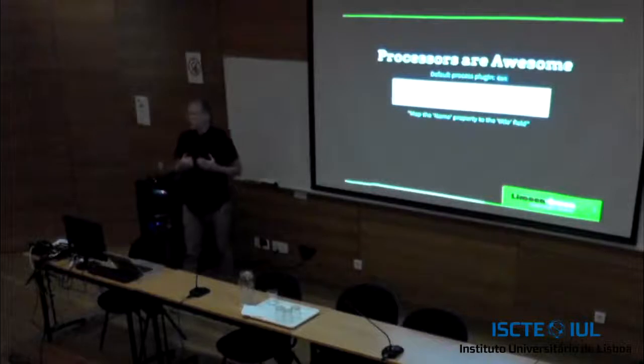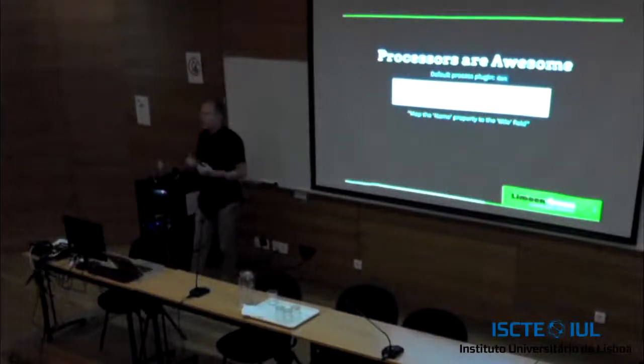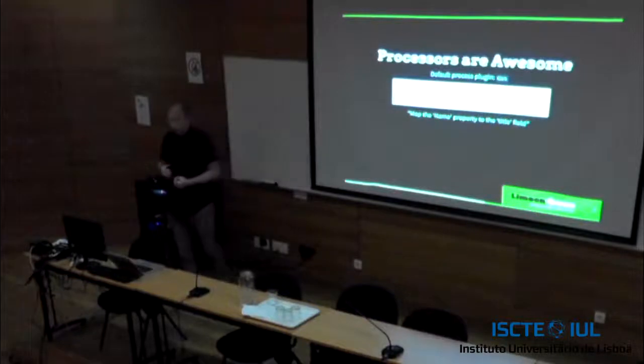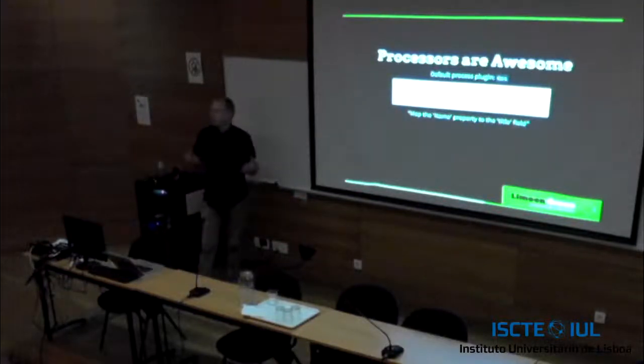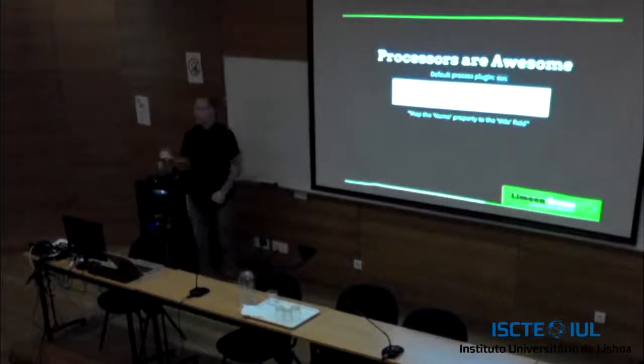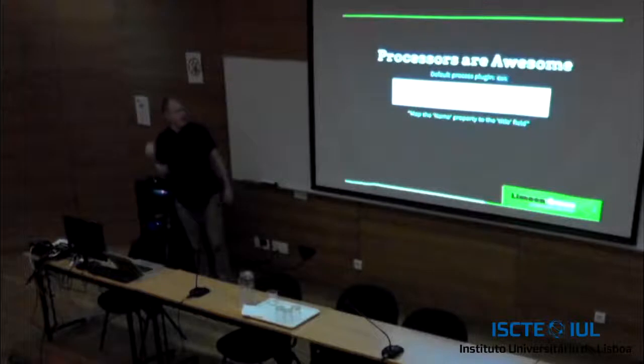Now, processors are awesome. I really like the concept of processors, the way they're implemented in the Drupal migration things. This is the most simple processor, which just does nothing more than mapping. It's a get processor, which just says, okay, get me the name property and map it to the title field.